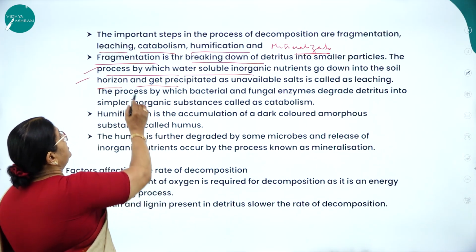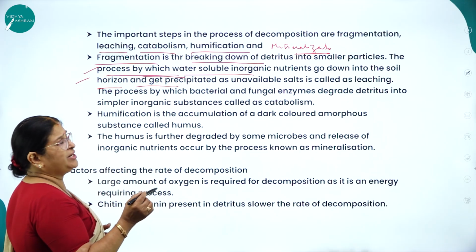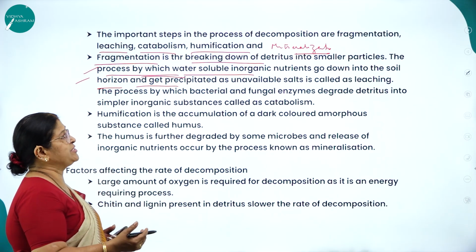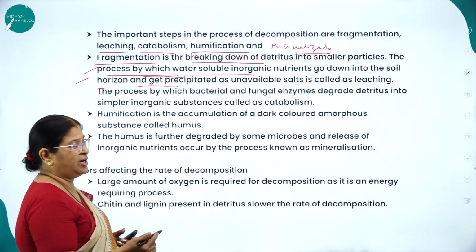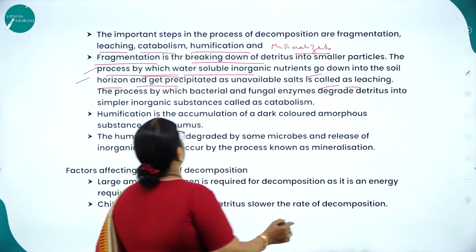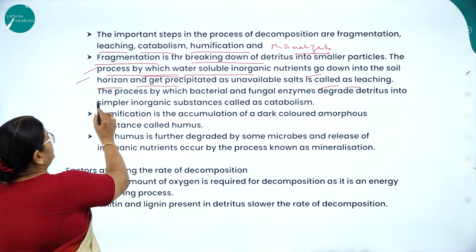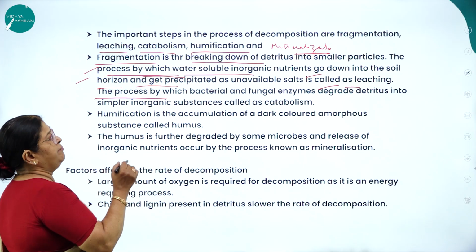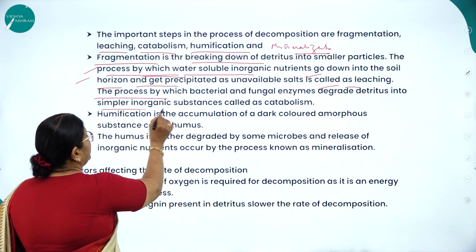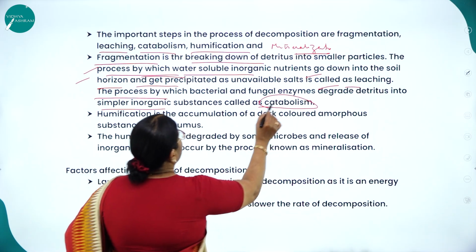What is leaching? The process by which water-soluble inorganic nutrients go down into the soil horizon and get precipitated as unavailable salts is called leaching. So fragmentation you have understood, and leaching. Next step is catabolism. The process by which bacterial and fungal enzymes degrade detritus to simpler inorganic substances is called catabolism.